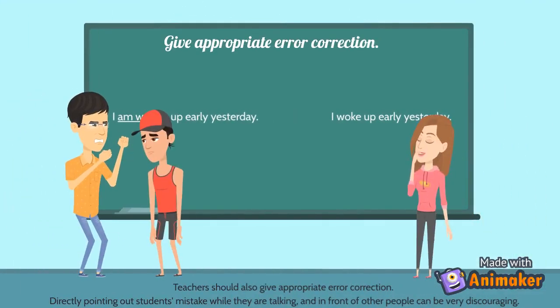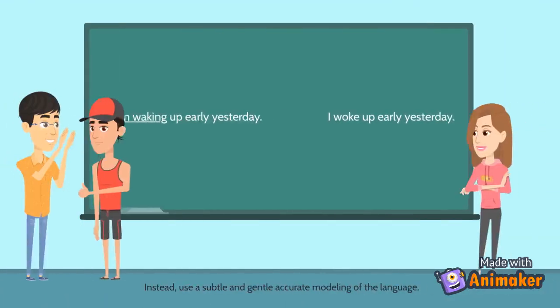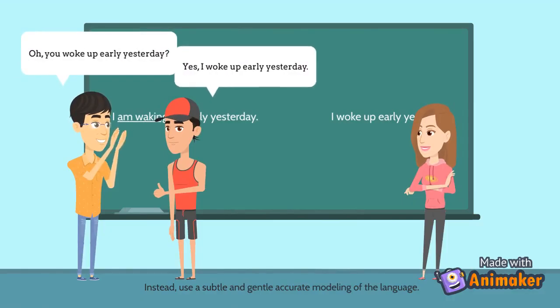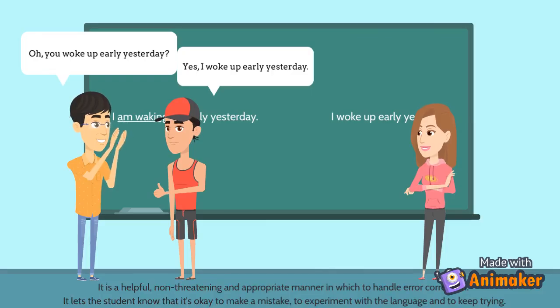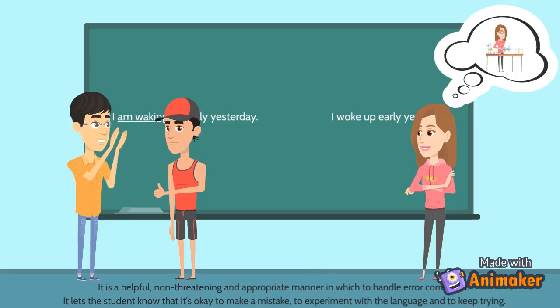Teachers should also give appropriate error correction. Directly pointing out students' mistakes while they are talking, and in front of other people, can be very discouraging. Instead, use a subtle and gentle accurate modeling of the language. It is a helpful, non-threatening and appropriate manner in which to handle error correction. It lets the student know that it's okay to make a mistake, to experiment with the language and to keep trying.